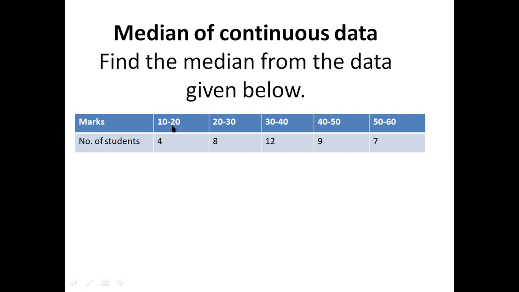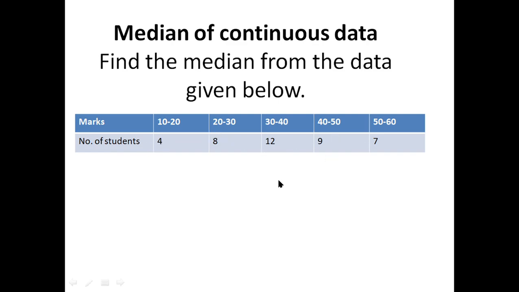The data or marks will be given in interval form. So 10 to 20 is an interval, or you can say a class. Students obtaining marks starting from 10 and within 20 will lie here, and students getting marks starting from 20 and within 30 will lie over here. Likewise these are the other intervals, 30 to 40, 40 to 50 and 50 to 70. The numbers of students given are 4, 8, 12, 9 and 7.